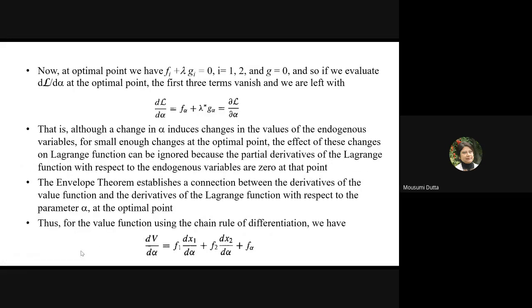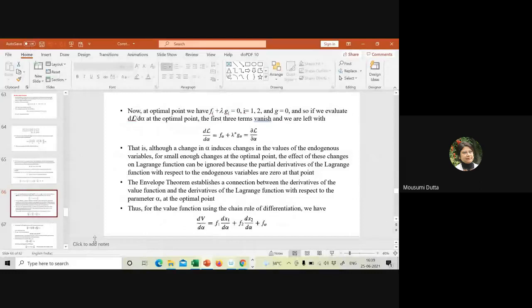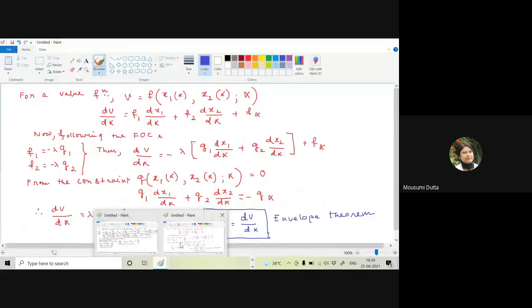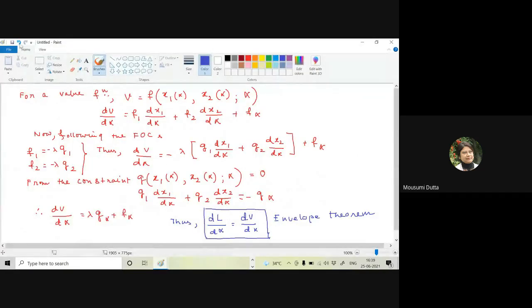So next we will actually find out dV by d alpha and show the equality between dL by d alpha and dV by d alpha. So we are going for that part. First, write down the value function. The value function is given by V is equal to f of x1 as a function of alpha, x2 as a function of alpha, and the exogenous variable or parameter, whatever you say, alpha. Then you consider dV by d alpha.